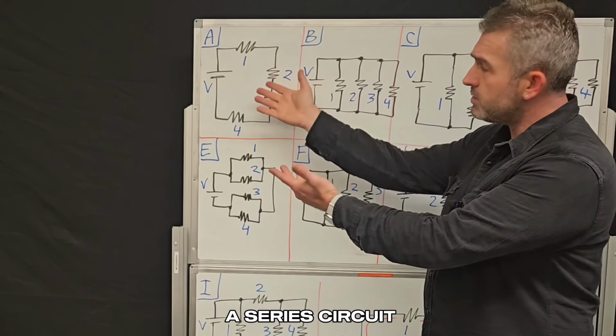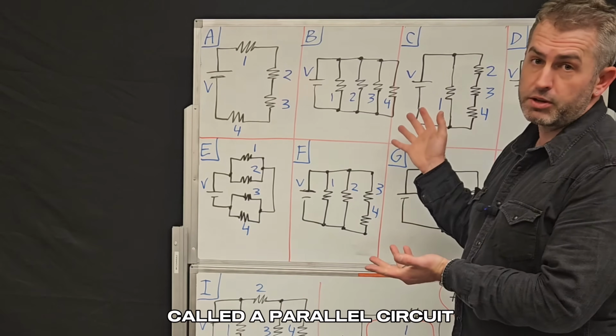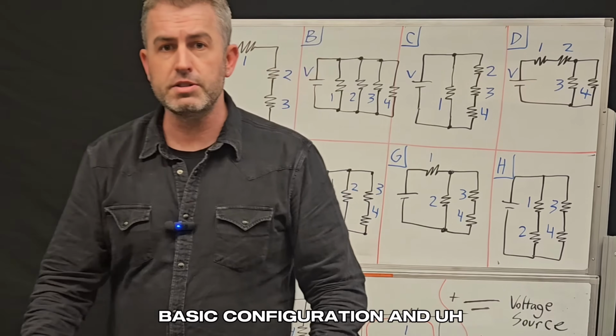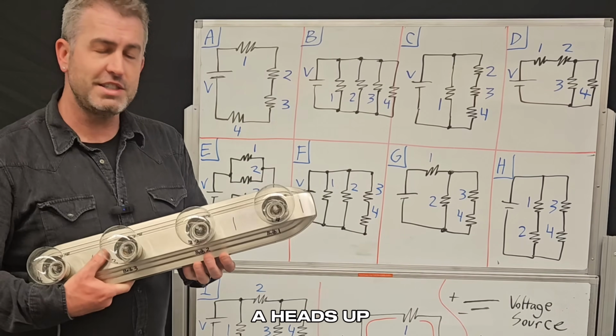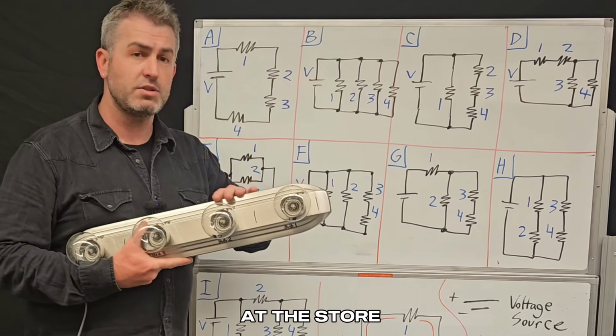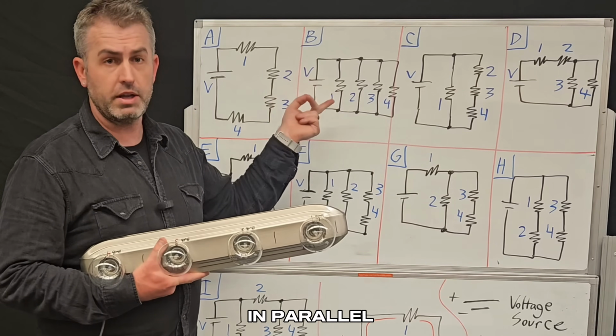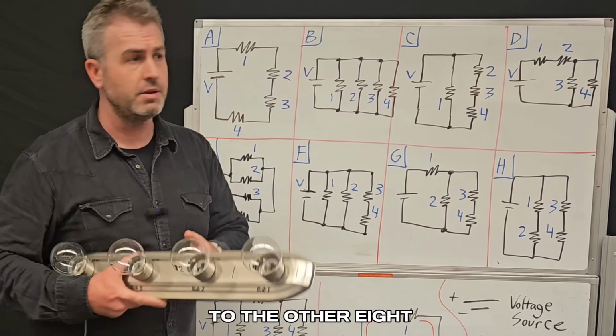So we call this a series circuit, and this one is called a parallel circuit. 2 of my 10 fixtures represent those 2 basic configurations. And just to give you a heads up, when you buy these at the store, they're typically all wired in parallel, and there's a good reason for that, which I'll come back to.